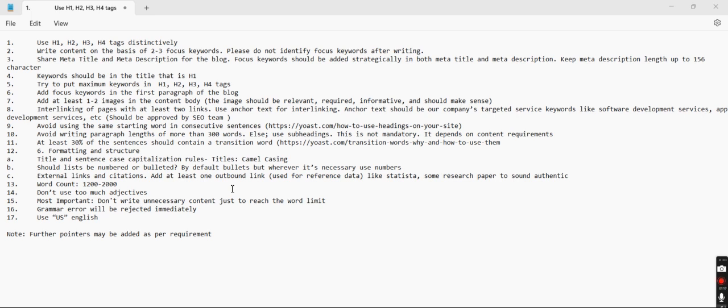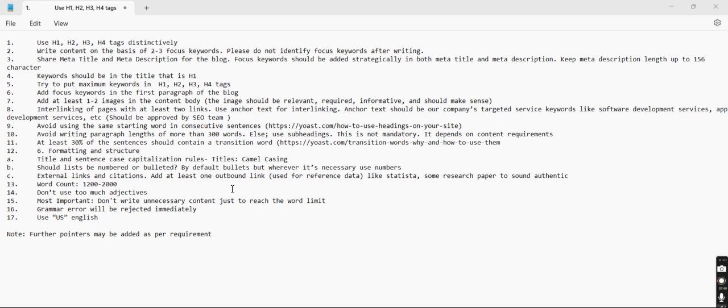So first of all, you have to start with header tags. These header tags are like starting from H1 to H6. You have to use them distinctively and format them. Under H1, you have to put H2. Then under H2, if you have a subheading, H3. Then under H3, if you have more things to say in pointers, you can put H4. So there must be a proper format.